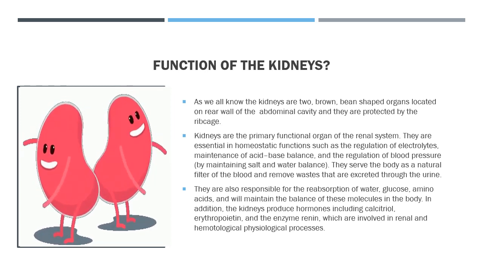They are also responsible for the reabsorption of water, glucose, and amino acids, and will maintain the balance of these molecules in the body. In addition, the kidneys produce hormones including calciferol, erythropoietin, and the enzyme renin, which are involved in renal and hematological physiological processes.